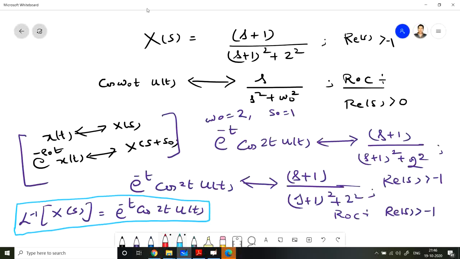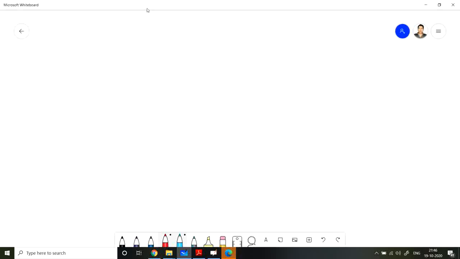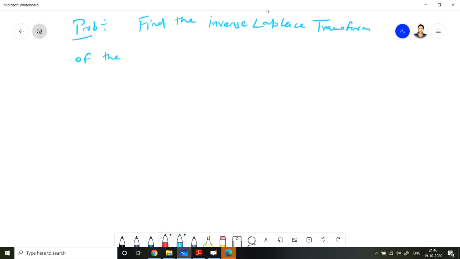So let us do another problem. Find the inverse Laplace transform. Find the inverse Laplace transform of the following X(s).